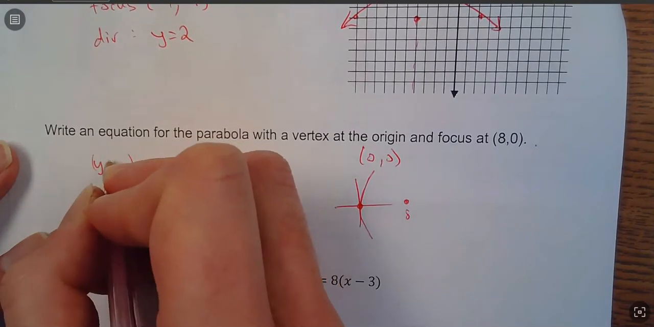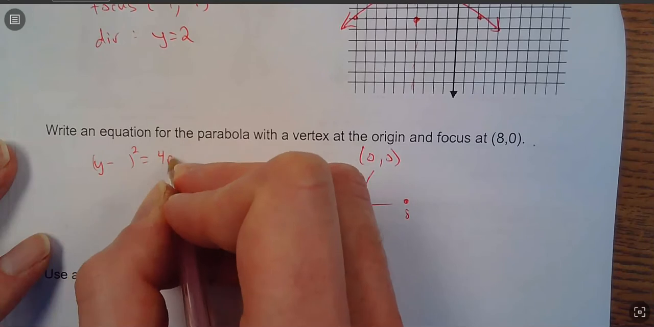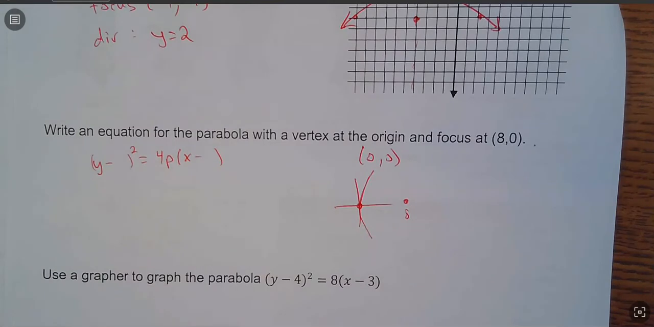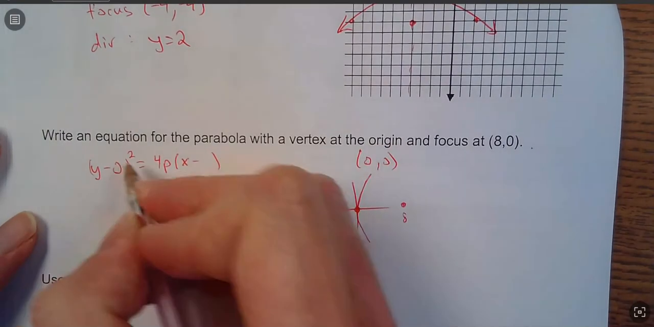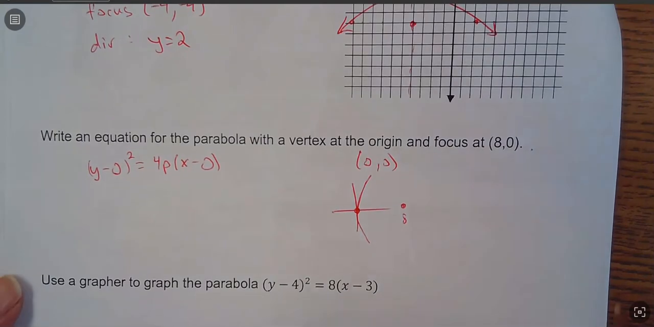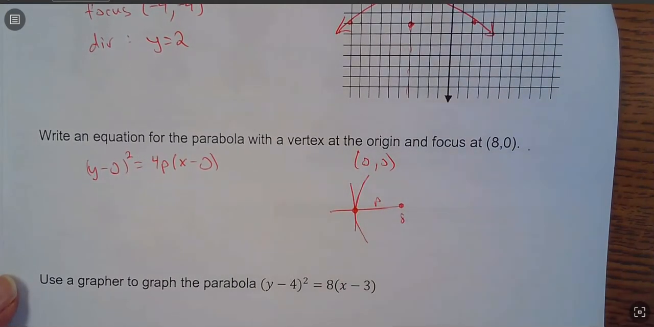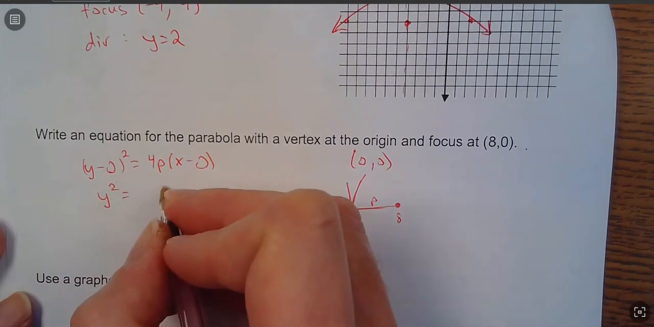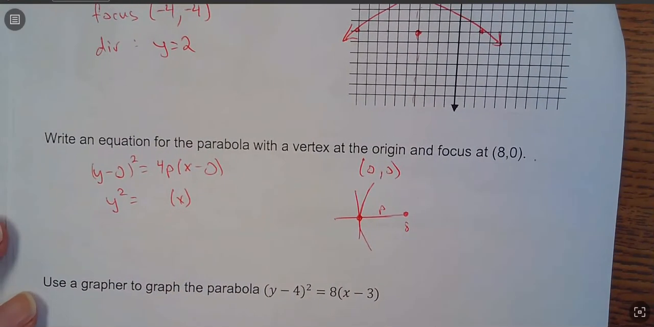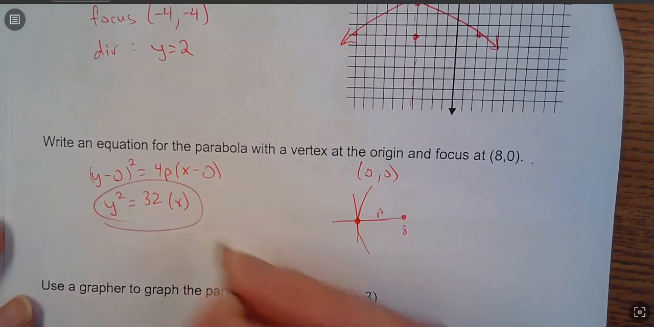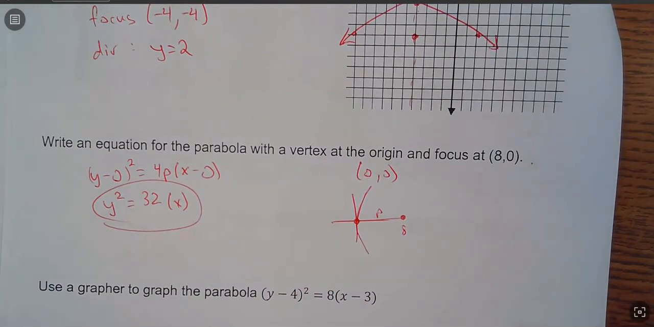So I'm going to have y minus something squared equals 4p times x minus something. Okay, so just general. Now plug in the origin, 0, 0. And then I can see here that this distance is p, so that's 8. That's 8 units. I'm going to plug an 8 in here. So this would simplify to y squared equals 4 times 8 times x. I don't need to put parentheses, but I did. And if I plug an 8 in for p, that's 32. And that ends up being my equation. It meets all the criteria.